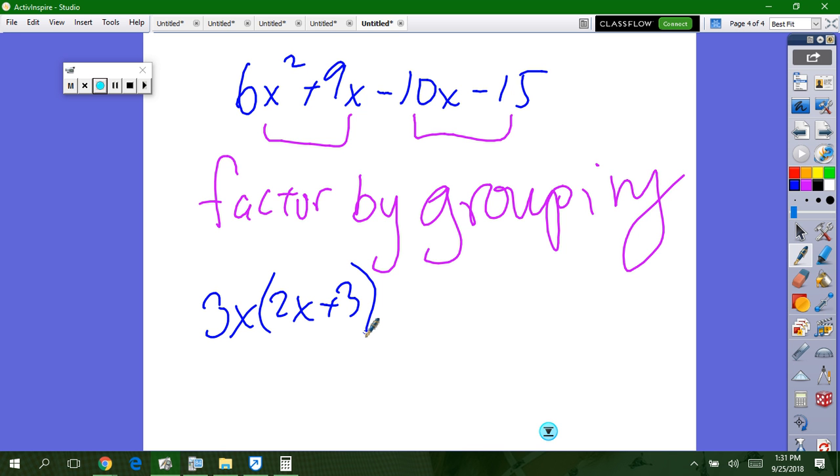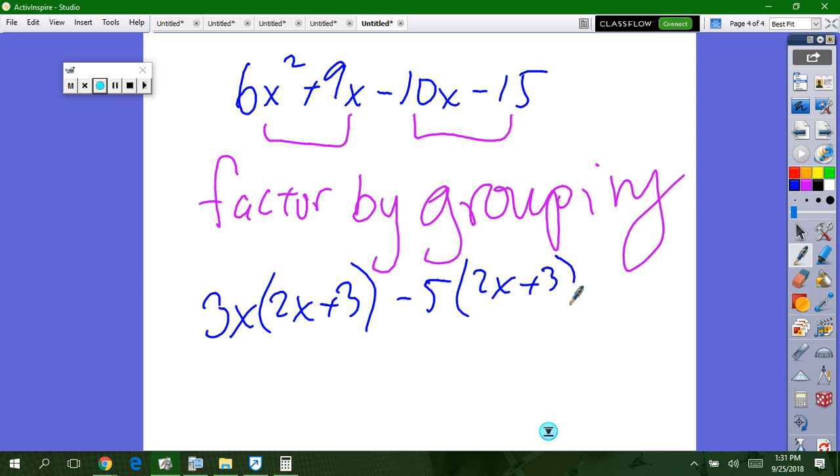Okay. Declan, what do the next guys have in common? What kind of a 5? I'm going to pull out a negative 5, okay? Declan, if I pull a negative 5 from a negative 10x, what would be left over? Negative 15 divided by negative 5.